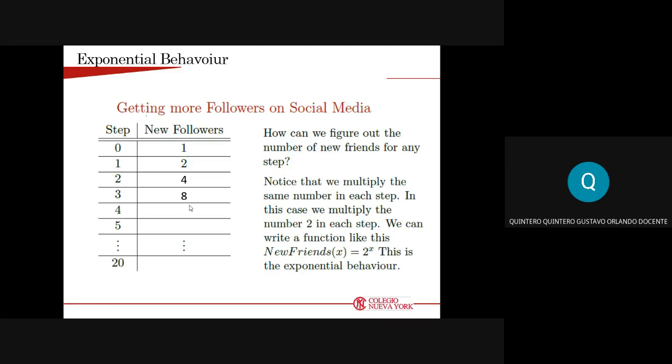So, yes, you guys are correct. All you have to do is 8 times 2, so 16 new followers, right? That is what we have here. Notice that we multiplied the same number in each step. In this case, we multiplied by the number 2 in each step. So for the next one, we can do 16 times 2. That is 32.